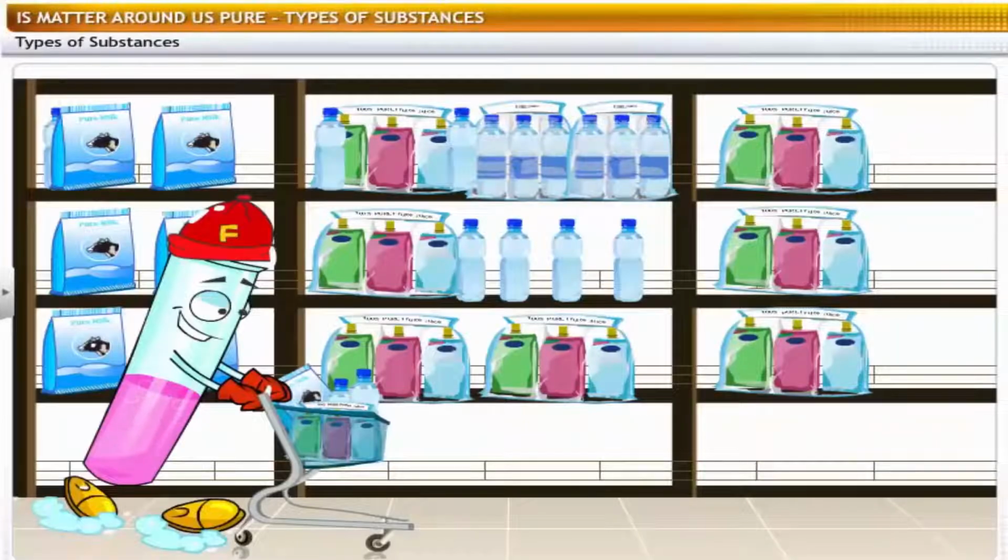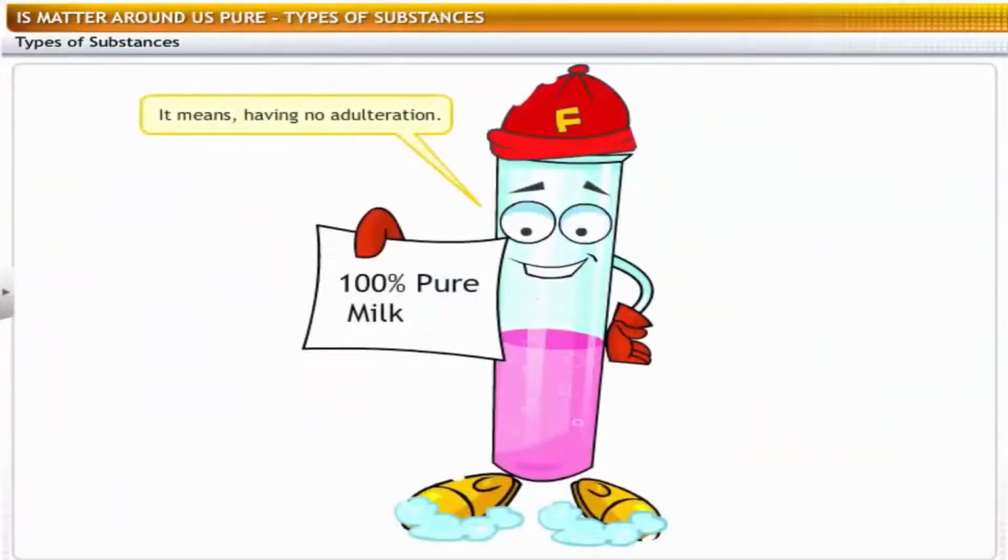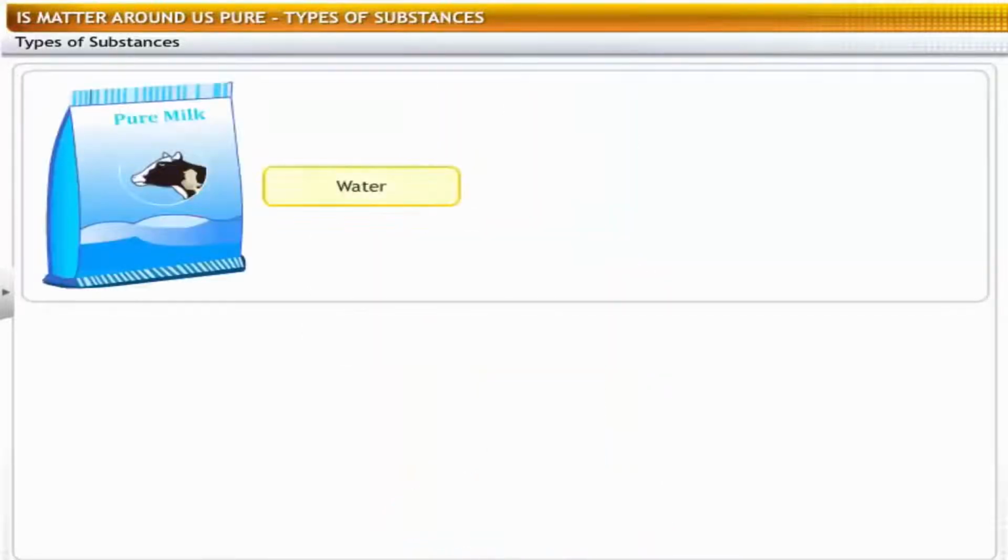You might have observed the word pure written on the packing of consumables like milk, mineral water, fruit juice, etc. What does the word pure mean to you? It means having no adulteration. That's right, but for a chemist, none of these substances are pure. For example, milk is a mixture of water, fat, and proteins.